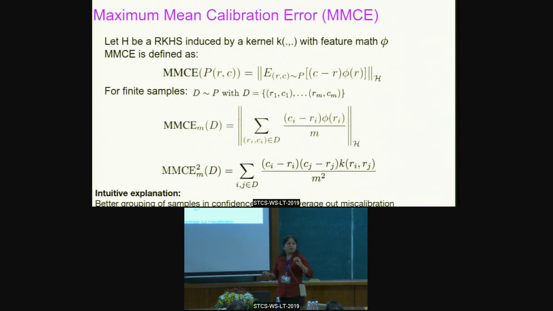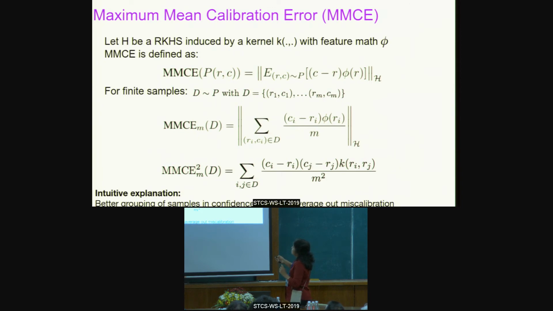Through this trick of kernel embedding, which turns out to be a very powerful and practical instantiation of an integral probability measure, we came up with a measure of calibration error, which I'm going to define through these 3 steps. Let's say that you have some RKHS space H, which is induced by a kernel K, and with a corresponding feature mapping phi.